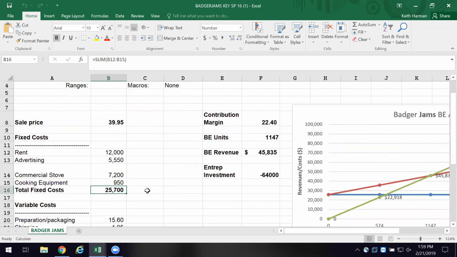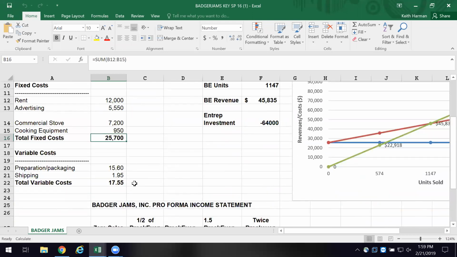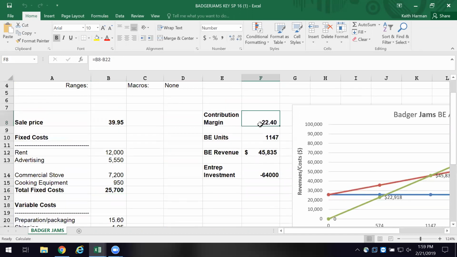Here we talked about those, and those fixed costs got to be paid. And then we had the variable costs. Those are costs that change according to the level of business activity. And then we had the contribution margin, which is the sale price minus the variable costs. Contribution margin is important for us to understand because it tells us how much we are generating per unit to pay the costs that we must pay.